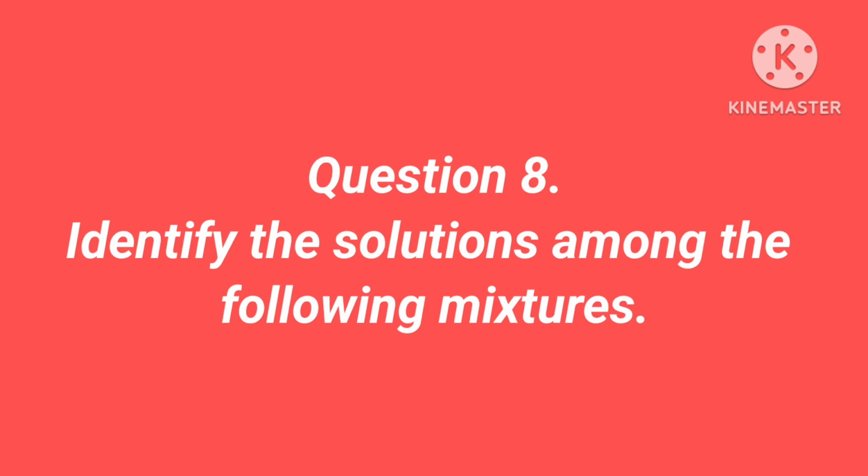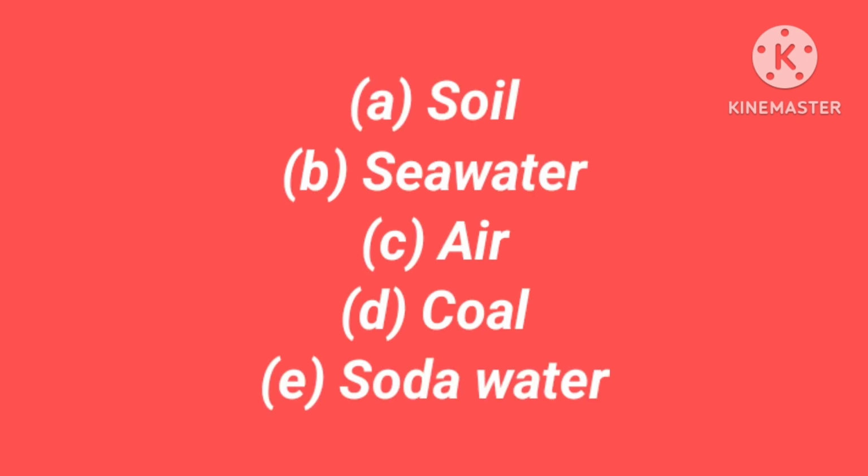Question number 8. Identify the solution among the following mixtures. What do you mean by a mixture? Mixture means there should be two or more substances. What do you mean by a solution? Solution means it is a mixture of solute and solvent. A. Soil, seawater, air, coal, soda water. In these options, we have to categorize which is a solution. Let me see the answer.